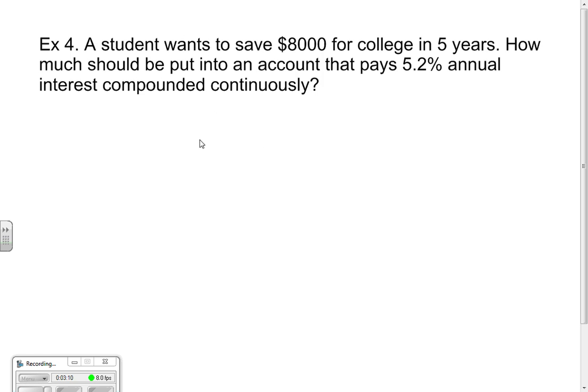A student wants to save $8,000 for college in 5 years. How much should be put into an account that pays 5.2% annual interest compounded continuously? So still start with your A of T. Now, they say they want to save $8,000. That's not what they start with, which means $8,000 actually goes on the left side of this one. It pays 5.2% interest, so 0.052 for that. And I know that it's in 5 years.